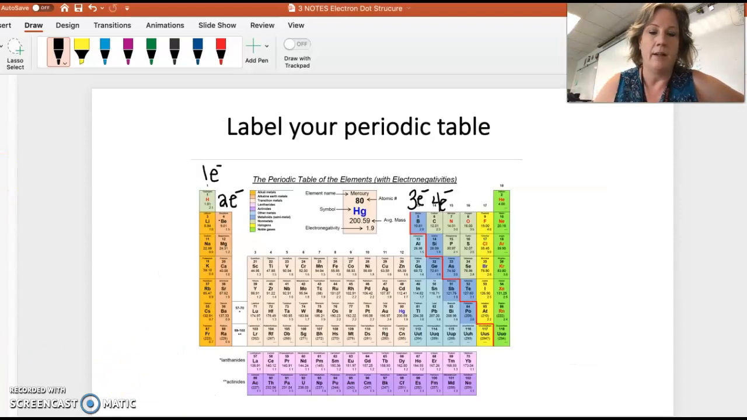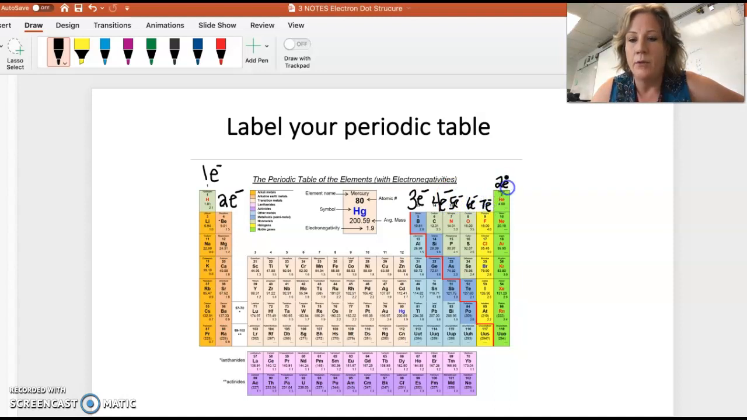So let's go back. We would put 5 electrons for group 15, 6 for group 16, 7. And then I'm going to put 2 valence electrons for the helium, and then on top of the neon is where they would all then have 8.